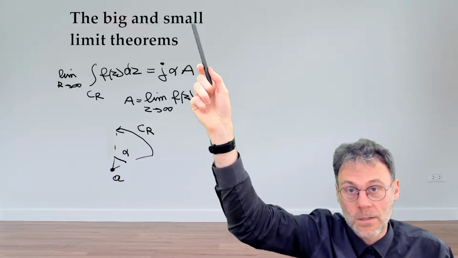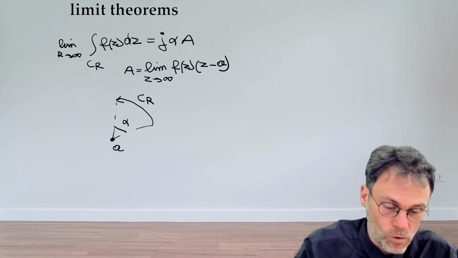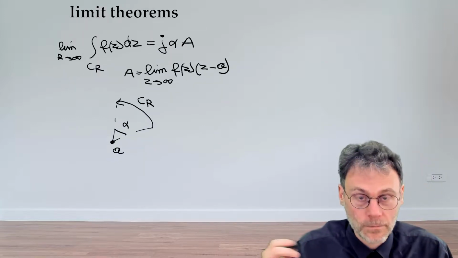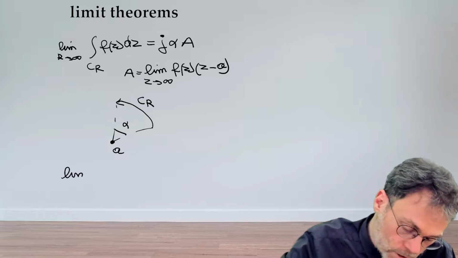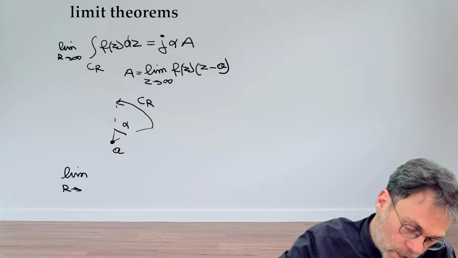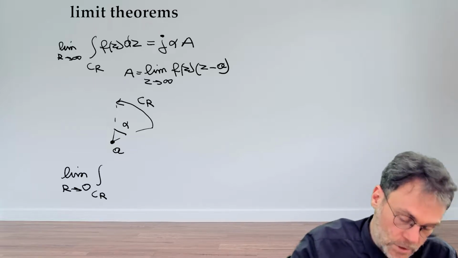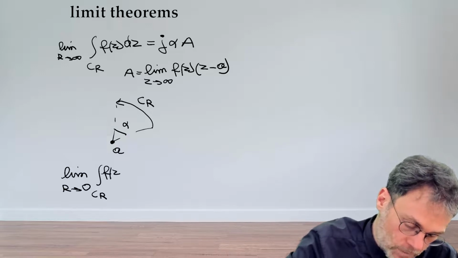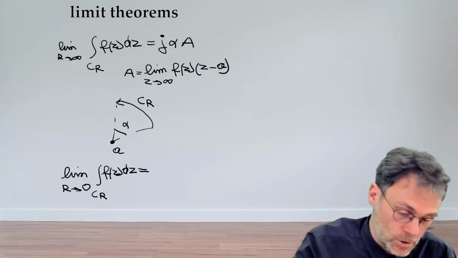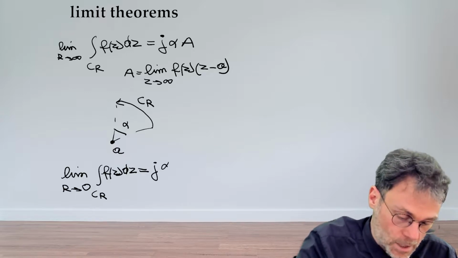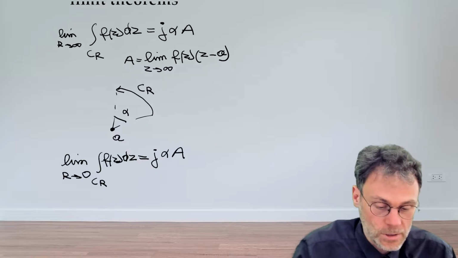The title already says it. There's also a small brother of the big limit theorem, which is the small limit theorem. It will not surprise you that this is all about what happens when we take the limit of the radius going towards 0 of our circular segment, the integral over C_R of f(z) dz. And in that case, that limit becomes j times the same angle alpha times a similar constant A.